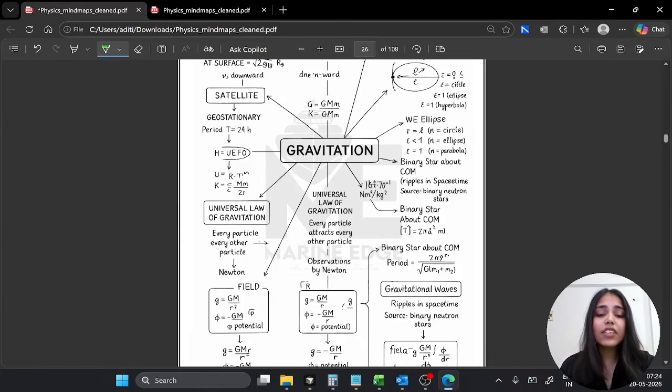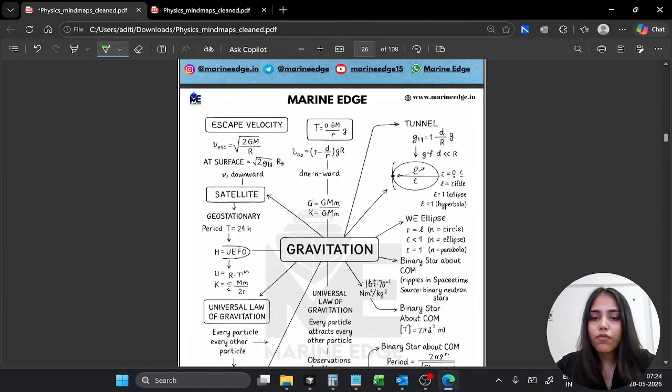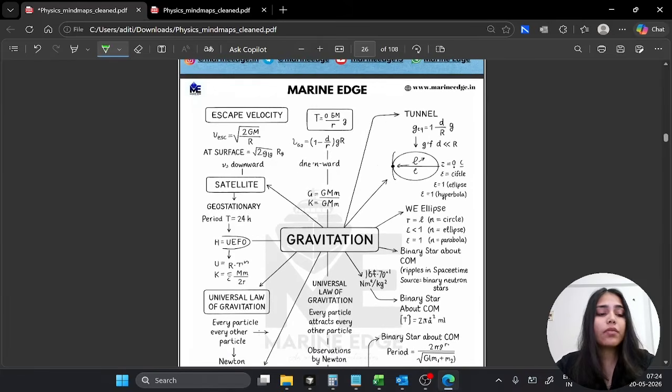Next, we have the gravitational potential. What is the formula? G M upon R. That's it. That is the formula for gravitational potential. So that's about that.